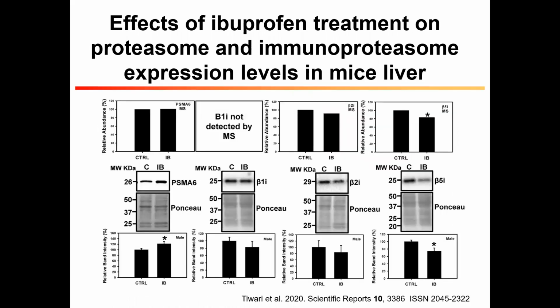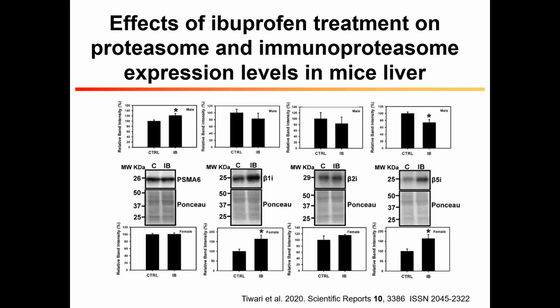That was in heart. Now when we look at liver, you can see similar things. The mass spec showed us that the immunoproteasome, which is really hard to detect because it's in low amounts, can be seen with high-resolution mass spec. And you can see on the right that beta-5i decreased by mass spec, and we see that also by Western blotting. And when we look at females, it's a difference now.